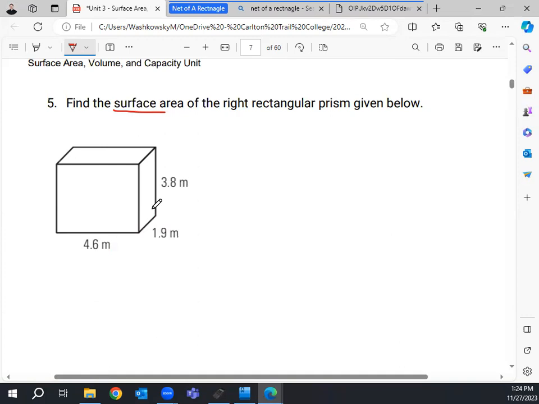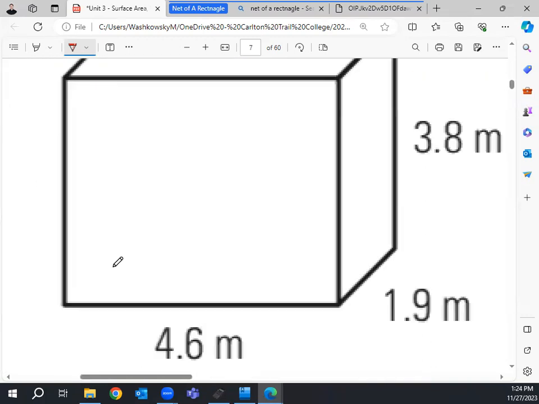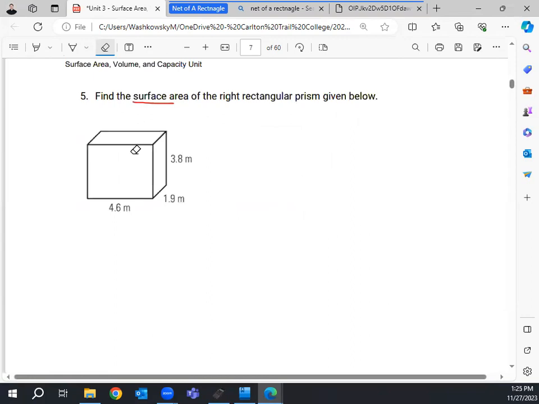So this is that same thing. There are 6 sides of this, but we can only see 3 of them. But if I know that I have a front, I also need to have a back side, right? If I have a top, I also need to have a bottom. If I have a right side, I need to have a left side. So all I need to do is figure out the area of each of these 3 sides and then just double it, if that makes sense.